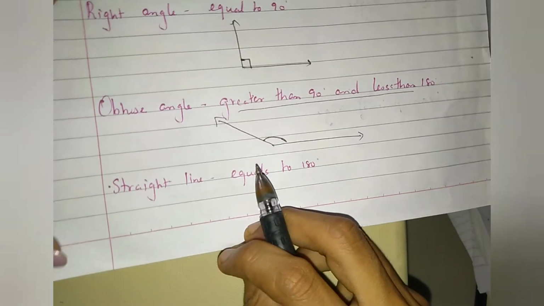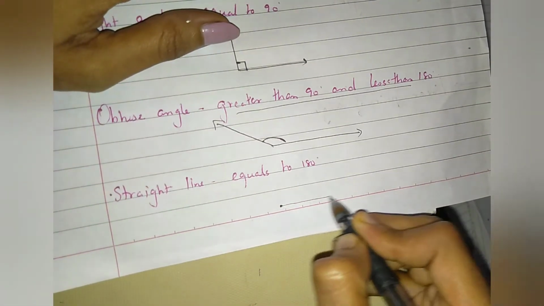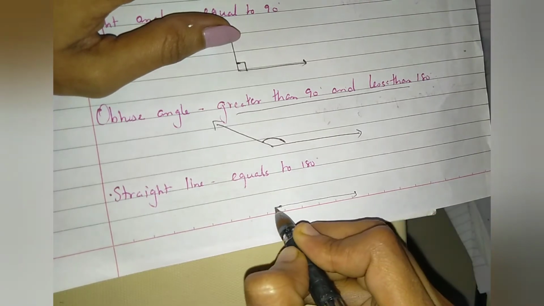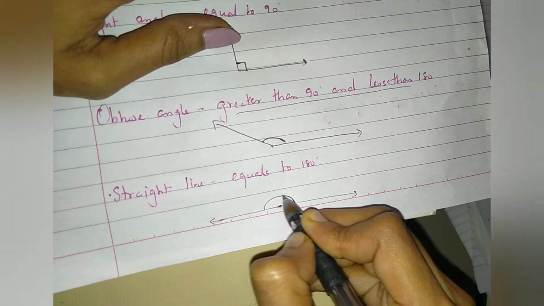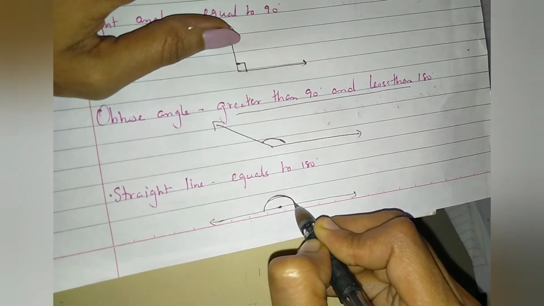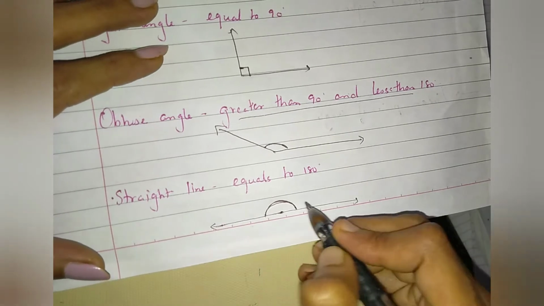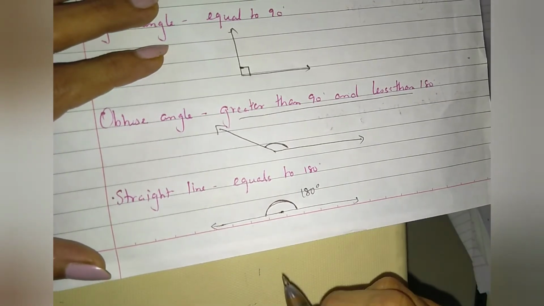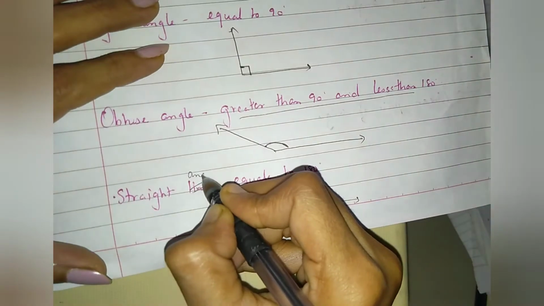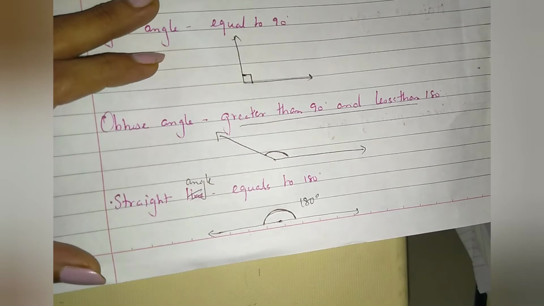Now straight angle. If your first ray goes on this side and the second ray goes the opposite side, forming a straight line, okay, this is a straight angle, which is equal to 180 degrees. Here it is a straight angle, which is 180 degrees.